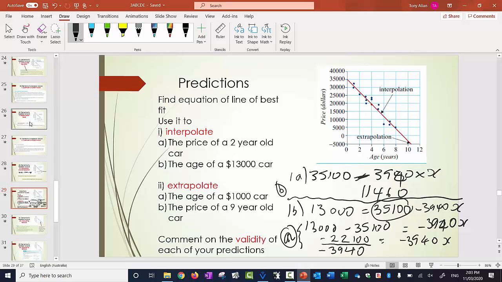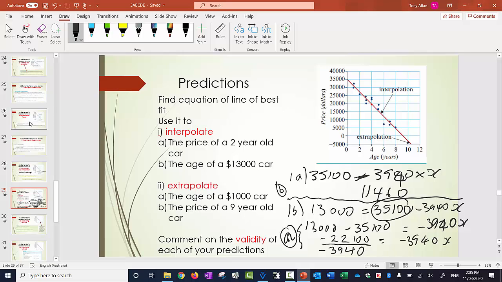All right. And then we'll move on to something else when you've had a chance to do that. So using the same math as here, find the age of a 1,000-year-old car and the price of a 9-year-old car, which we know is approximately 0 for that one. And a 1,000-year-old car is probably 8.5 years or something. You look at the graph to see if you come up with a sensible answer, because you can guess it roughly with the graph. Same as we did here, so the same as this. 35,100 minus 3940 times 9.